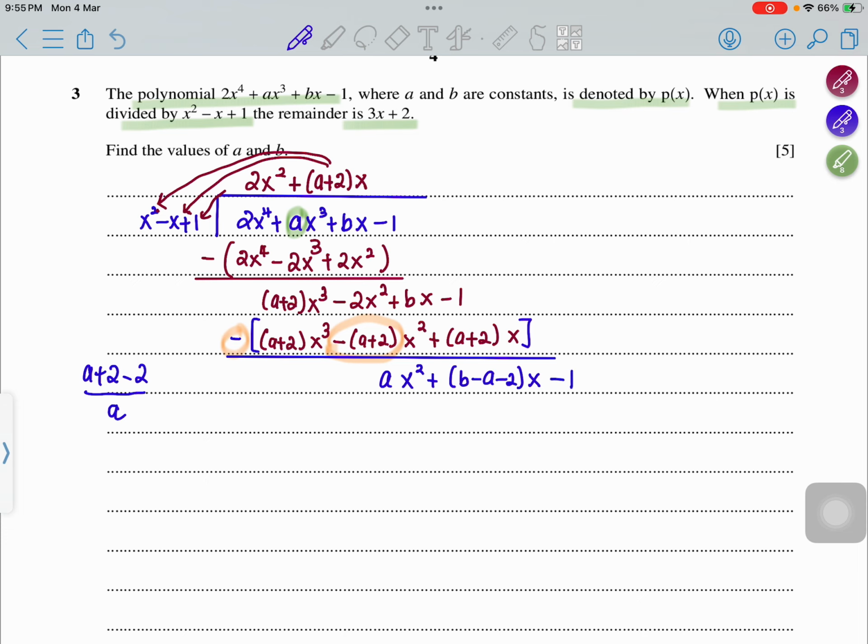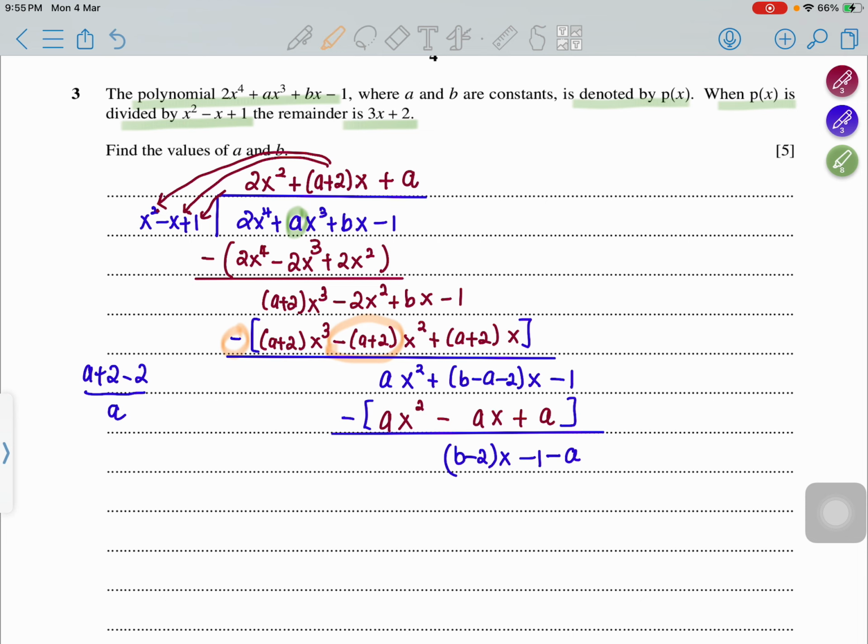So you can go one more layer now. Because I have a coefficient of x squared as a here now. So I can do what? Plus a. Okay, now you try. You're going to get ax squared minus ax plus a. Okay, let's minus again one last time. So that's going to give me b minus 2 x minus 1 minus a.